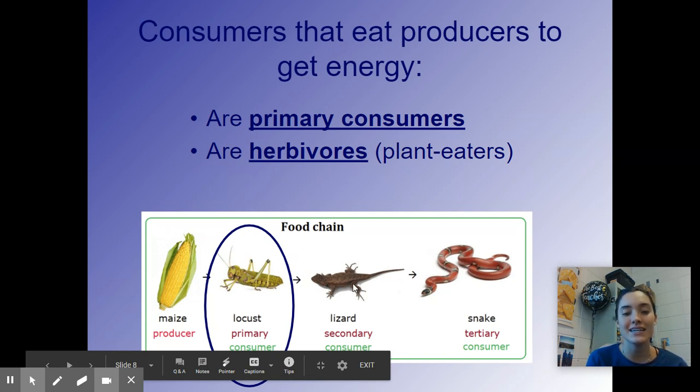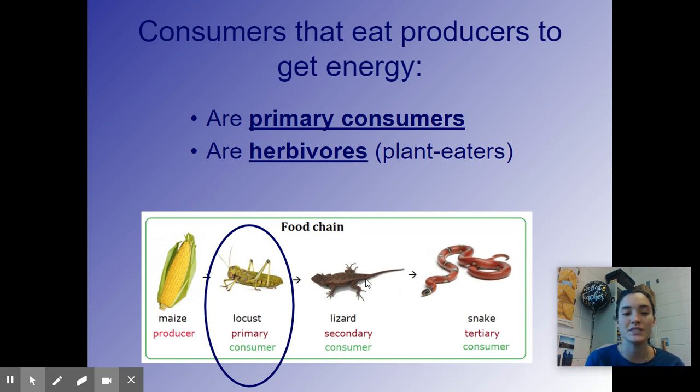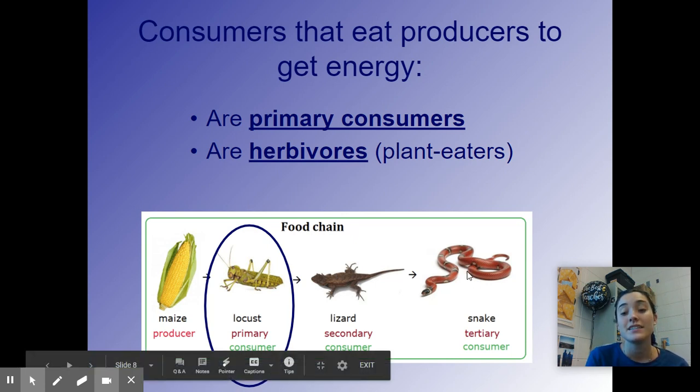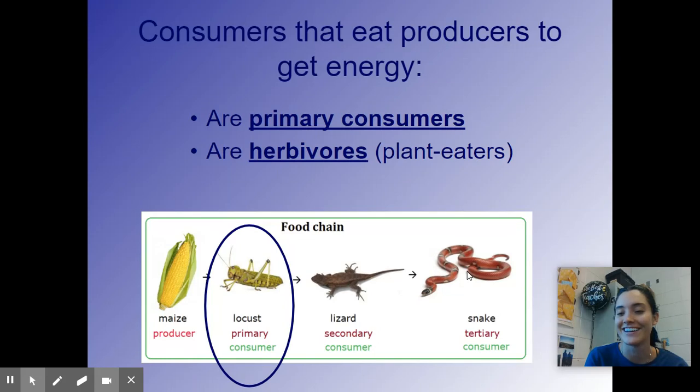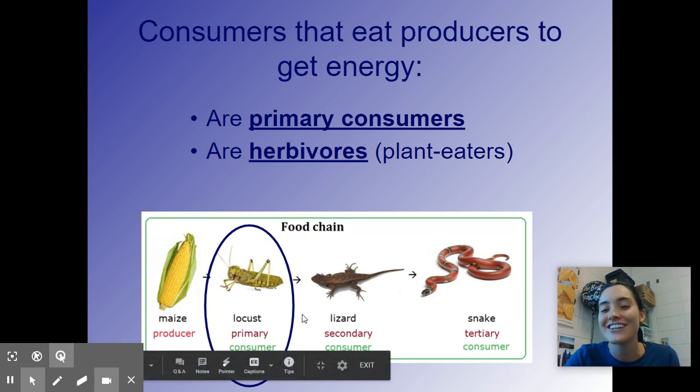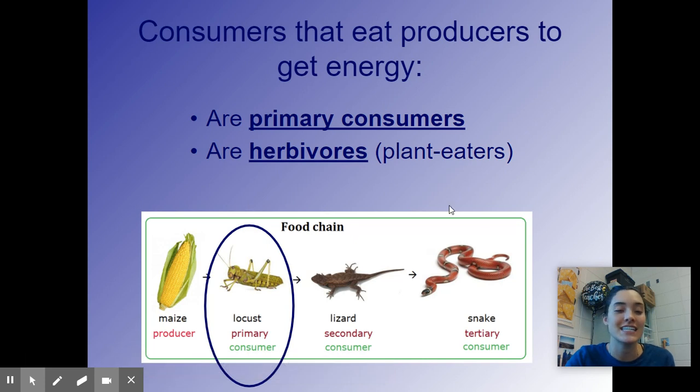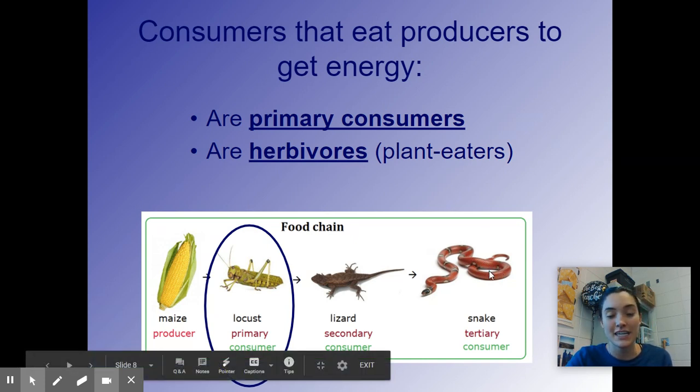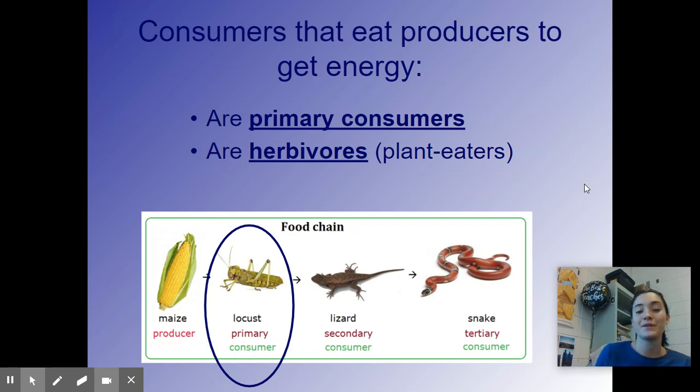And then we have a secondary consumer, which we'll go into in just a little bit, that eats the locust. This lizard, as a secondary consumer, did not go straight to the producer to get its energy. And then we have a tertiary consumer, which is a snake, because once again, it's not getting its energy straight from the producer. It's also not getting its energy straight from the primary consumer, but it's getting the food from the secondary consumer. So it's a tertiary consumer.